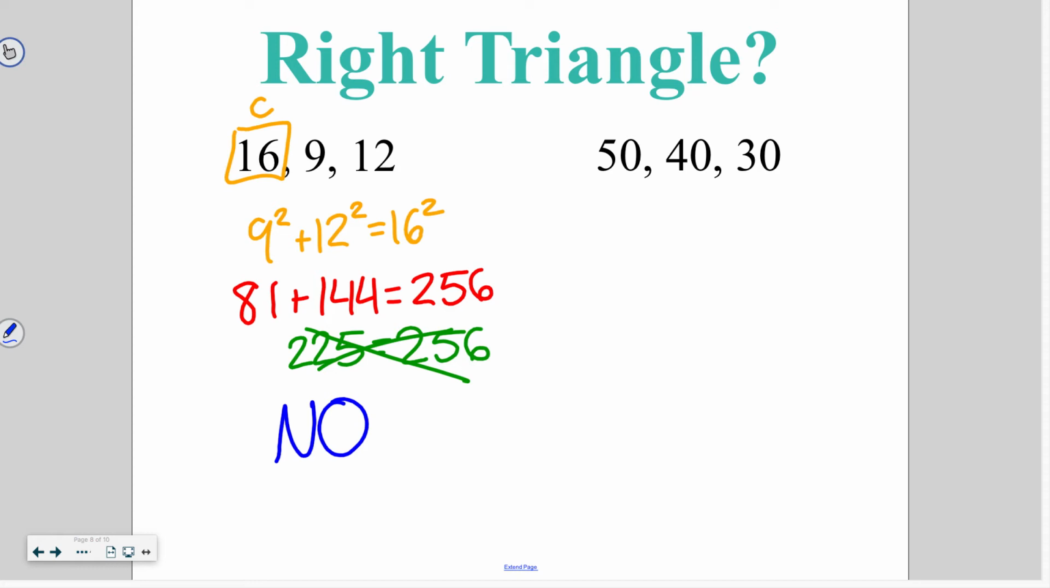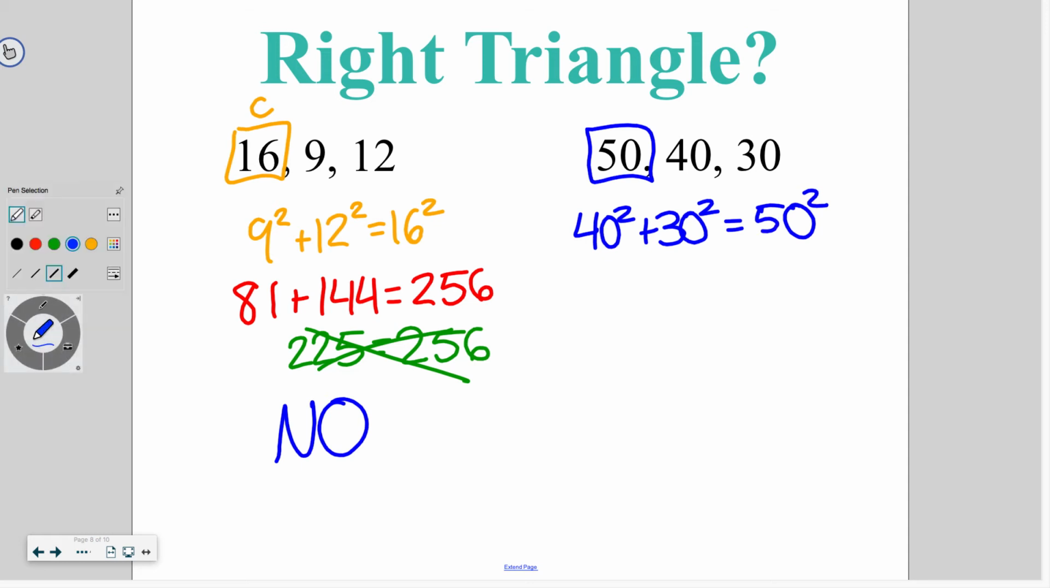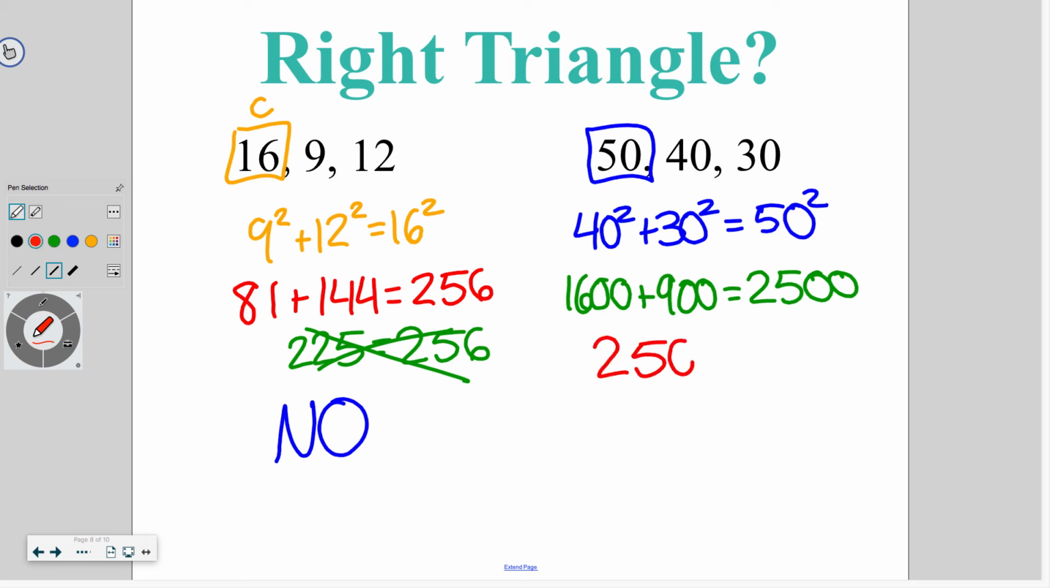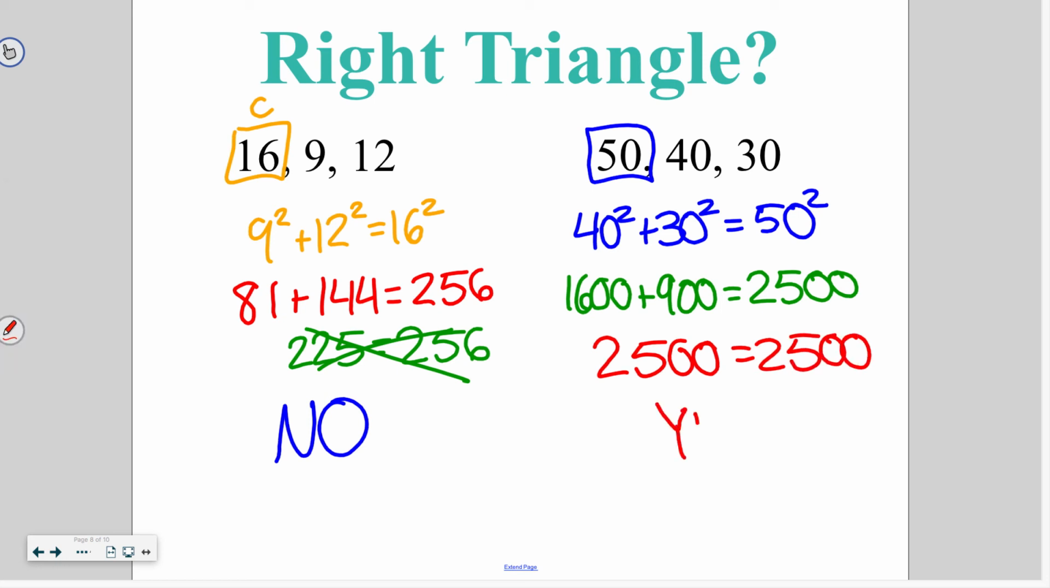Coming over to this next one, again, looking for the long side, that's going to be 50. So I'm going to say 40 squared plus 30 squared is equal to 50 squared. Squaring 40, I get an answer of 1,600. Squaring 30, an answer of 900. And squaring 50 is 2,500. Adding 1,600 and 900 is going to give me 2,500. Since those two are equal, we get an answer of yes, this is a Pythagorean triple.